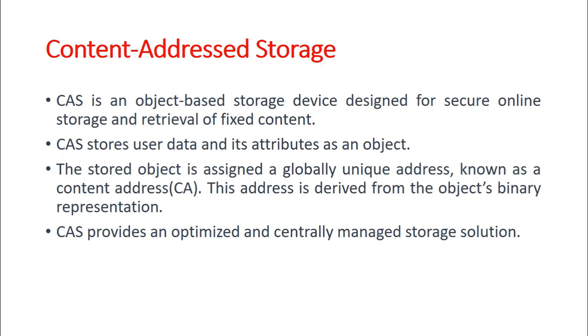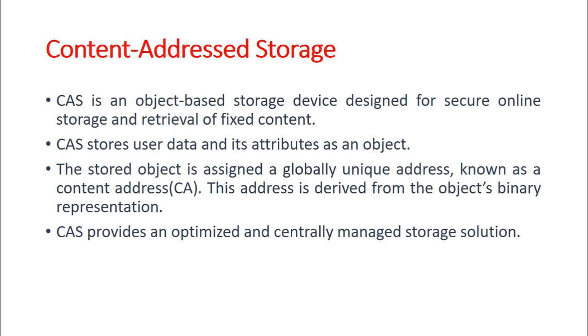Now let us try to understand a bit more about what is this content address storage, or CAS. CAS is an object-based storage device designed for secure online storage and retrieval of fixed content. We just discussed what is fixed content: the content or the files which will not be modified. The contents of that file will be fixed. We call it fixed content. For handling fixed content, we can use CAS, which is again an object-based storage device designed for secure online storage and retrieval of the fixed content.